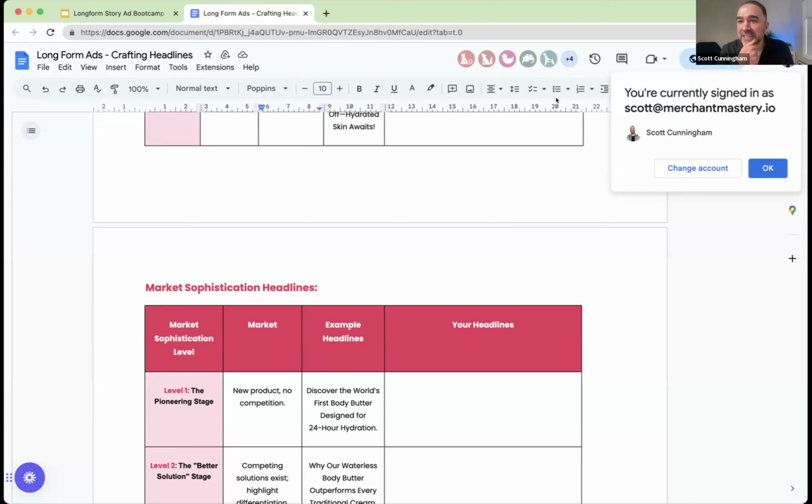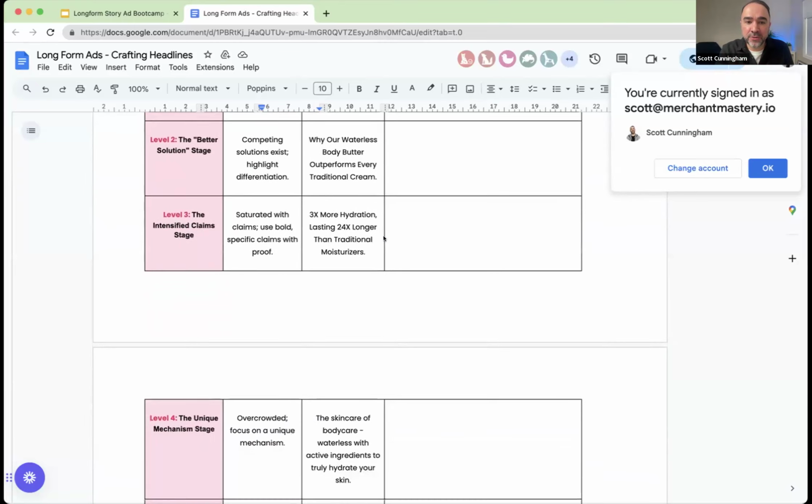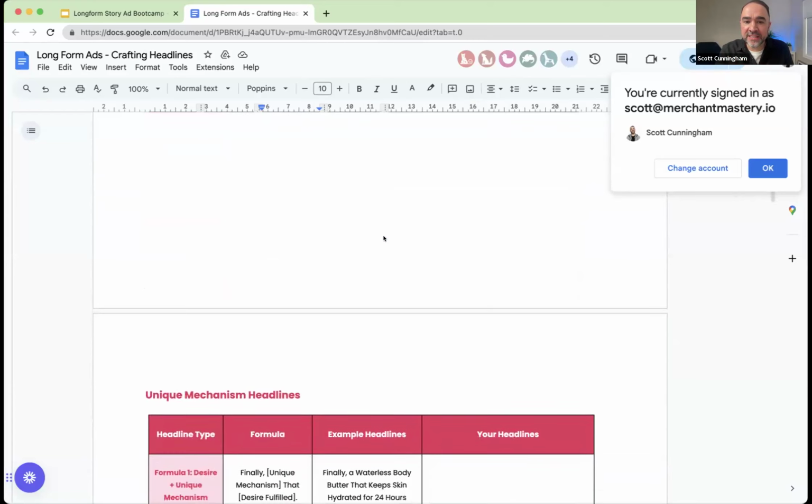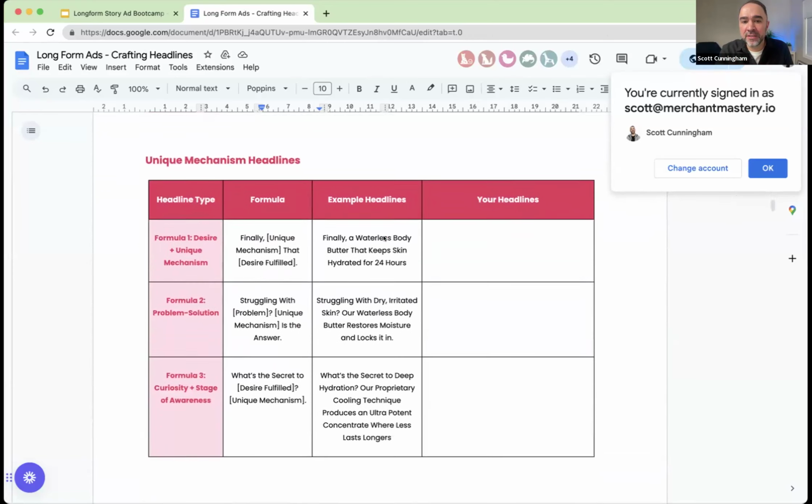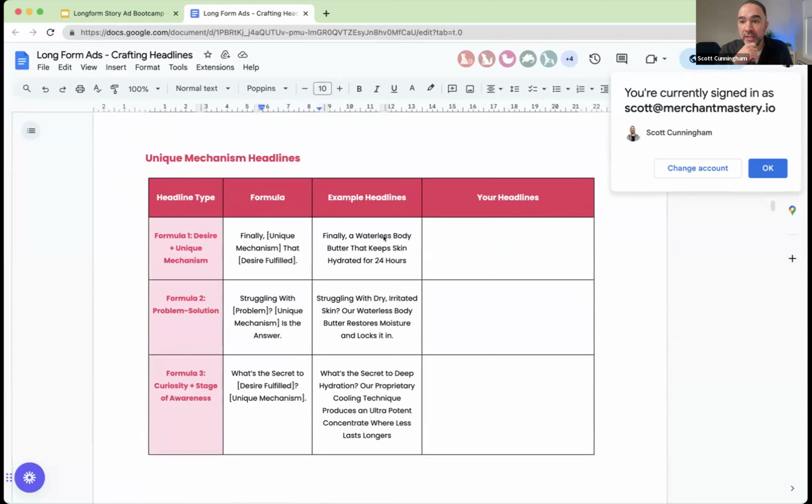So I wanted to start with something easy-ish that is helping us build the practice. But now we're going to go down to what is probably my favorite in here. I've included three formulas for you. These are the unique mechanism headlines. So far we did customer stage of awareness and market sophistication level. Now we're going to do unique mechanism. And then next we're going to do ones that integrate all. But for this one, we're just going to make sure that we're focusing in on the unique mechanism and the desire.